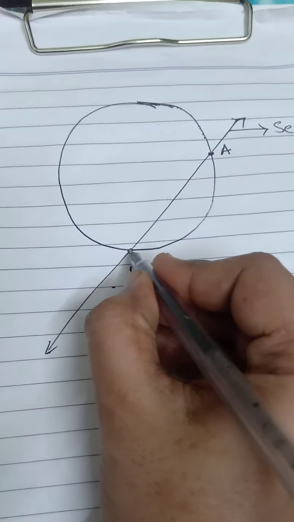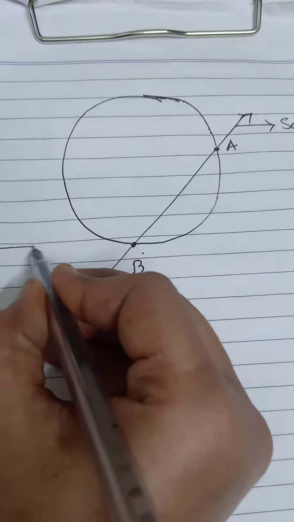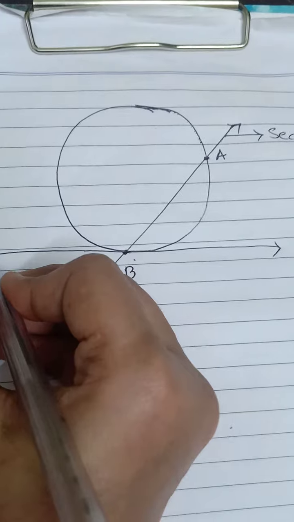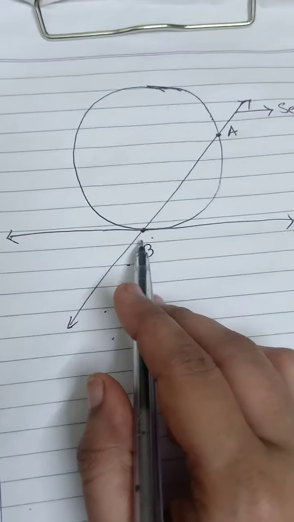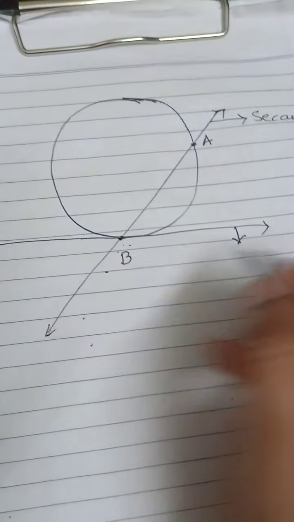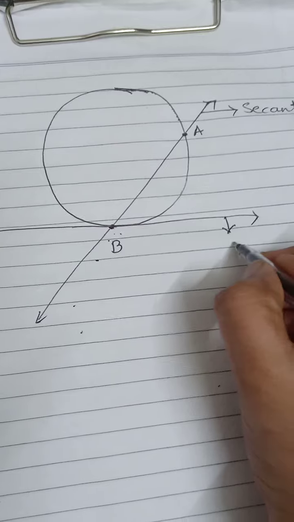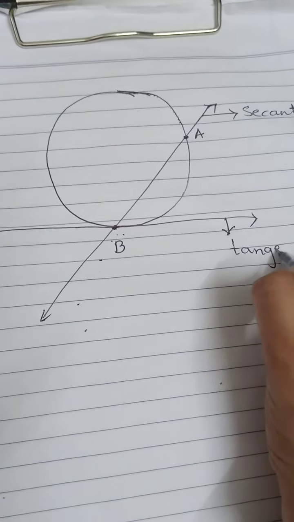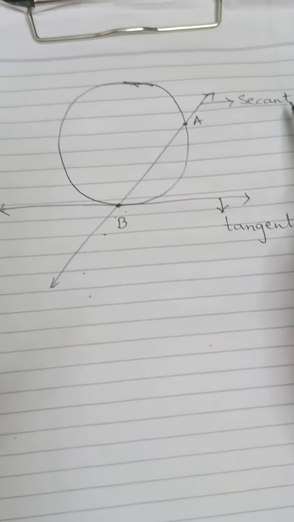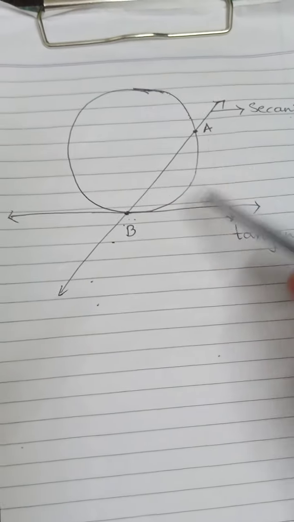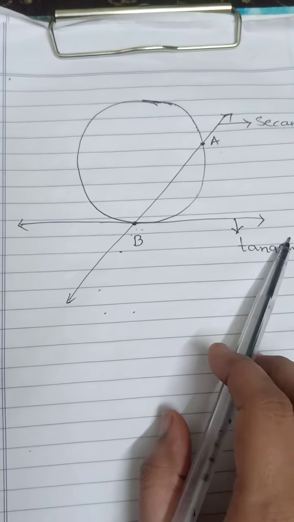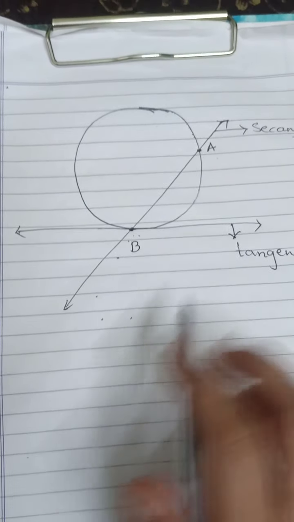Now B is a point on the circle. Through that point B, I will draw another line in such a way that it is touching the circle. The word touching is used for the line which is exactly touching the circle at one and only one point. So this line is called a tangent. Already I have explained to you about these two terms. So the secant is a line which intersects the circle at two points, and a tangent is a line which is touching the circle at one and only one point.